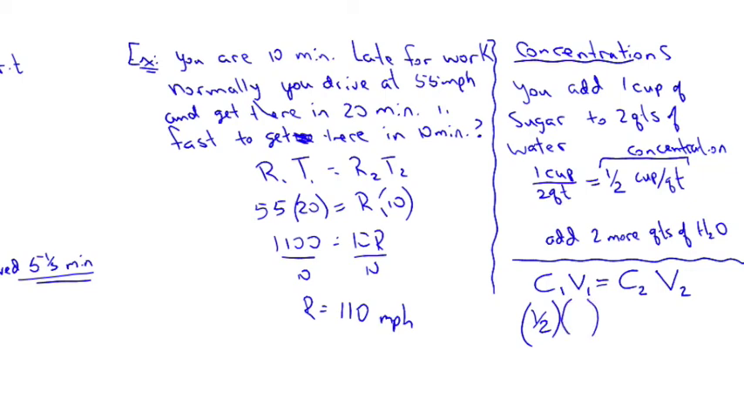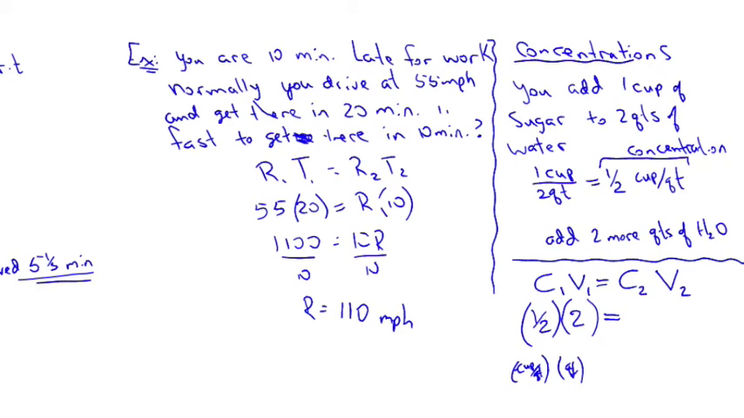2 quarts. So I'm just going to put 2 here. So this is cups per quart, and this next one is quarts. So C is measured in cups per quart, V is measured in quarts. Now be careful, C does not represent cups. C represents concentration.